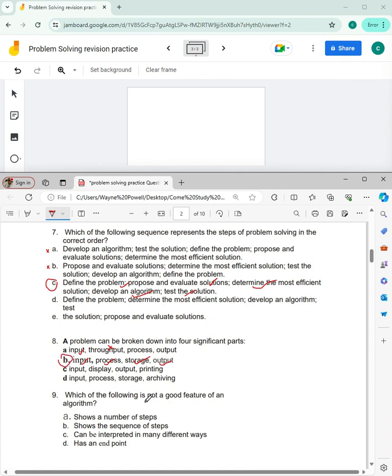Which of the following is not a good feature of an algorithm? We say an algorithm should be clear, it should be precise, take a finite number of steps, have a single stop, and be readable. So a good feature is to show the number of steps and the sequence. Can be interpreted in many different ways? I would say no. So this one is not a good feature.